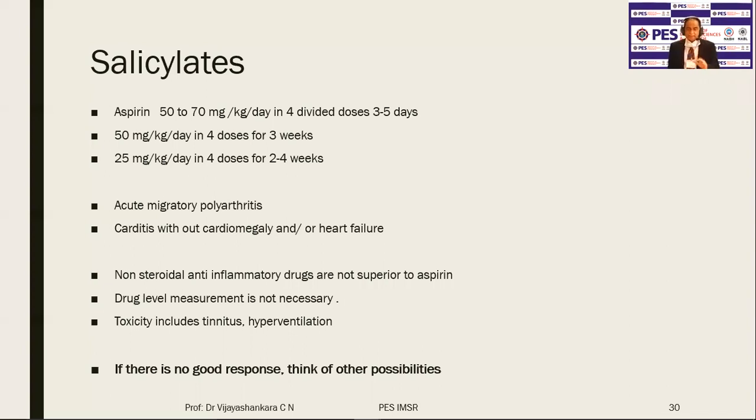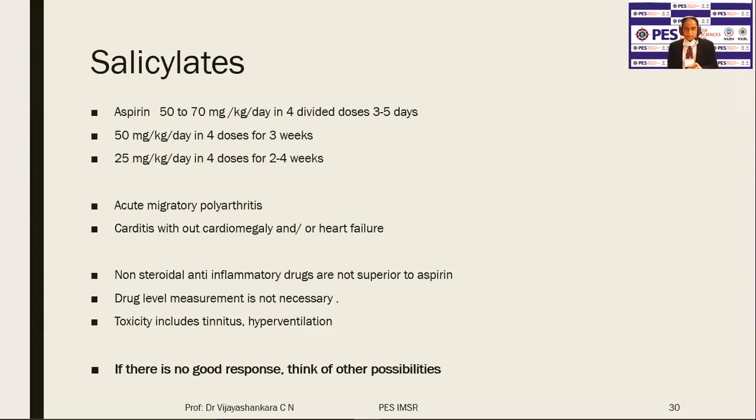And then after 3 weeks, you reduce it to 25 milligram per kg per day for 2 to 4 weeks. Make it 2 to 4 weeks. So it's a long treatment with aspirin to completely eliminate the acute inflammatory reaction to the streptococcal antigens.